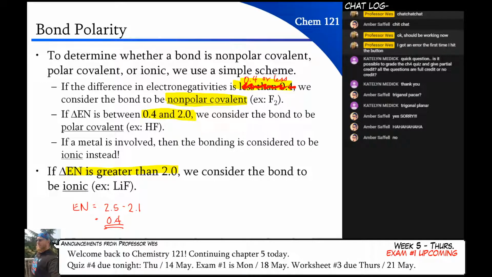We're going to say that the electron density is essentially equal. If we fall between 0.4 and 2, we're going to say that there is some shift in the electron density towards the more electronegative atom. And then if it is greater than 2.0, then the electrons are essentially completely transferred and we call it ionic. Now there is an exception, and the exception to this is if at any point you have a metal involved, we just call it ionic.